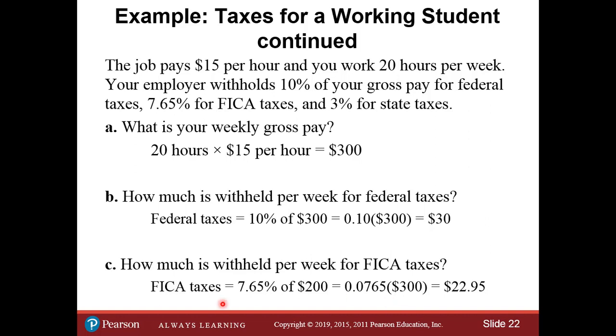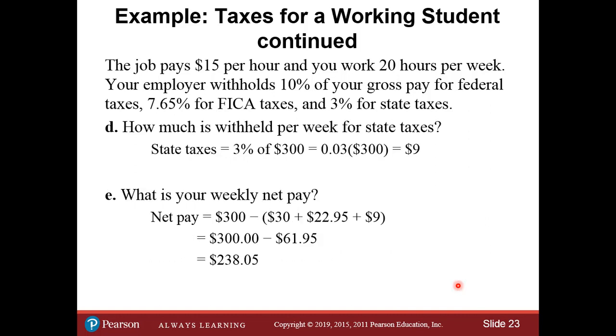Okay. So again, here's your weekly gross pay. So it's $15 an hour at 20 hours. So that's $300. And then how much is withheld per week for federal taxes? Well, that's going to be 10% of your check, which is $300. And so that's going to be $30. How much is withheld for FICA taxes? Well, it's 7.65% of $300. That's a typo, $300. So that's going to give you your $22.95, like I said.